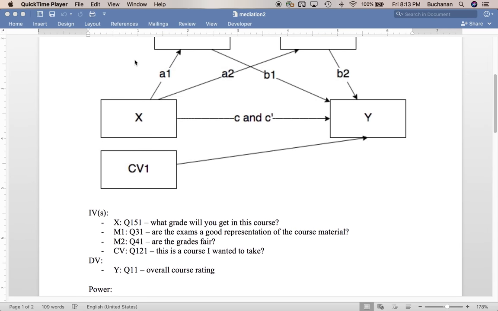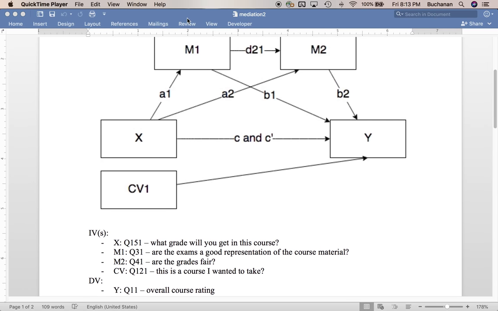We're going to say that's mediated by the representation of the grades in the course. So, did the exams match the material as M1? Are the grades fair? Is the grading system fair as M2? And then our covariate is: is this a course I wanted to take? So as you know, if you're watching my statistics channel, I teach lots of statistics courses and no one wants to take that, so I tend to see lower overall evaluations because students are required to take the course, which has nothing to do with me and has everything to do with the curriculum.